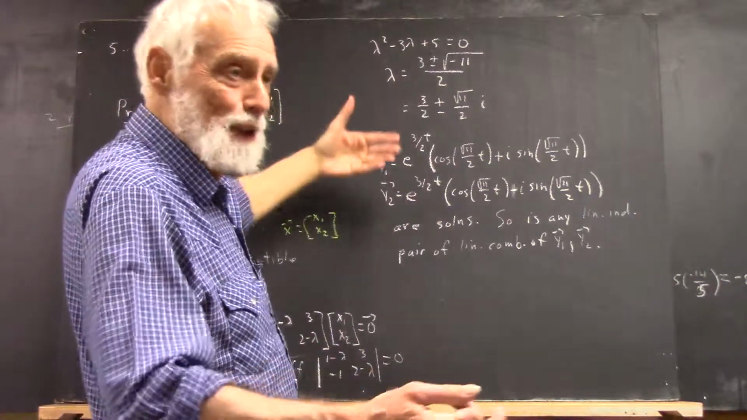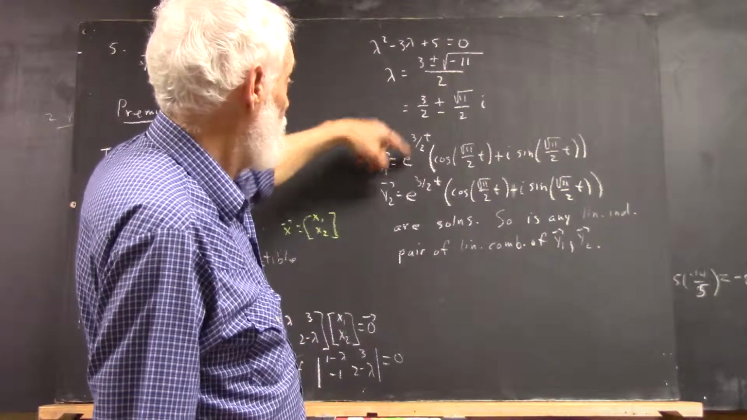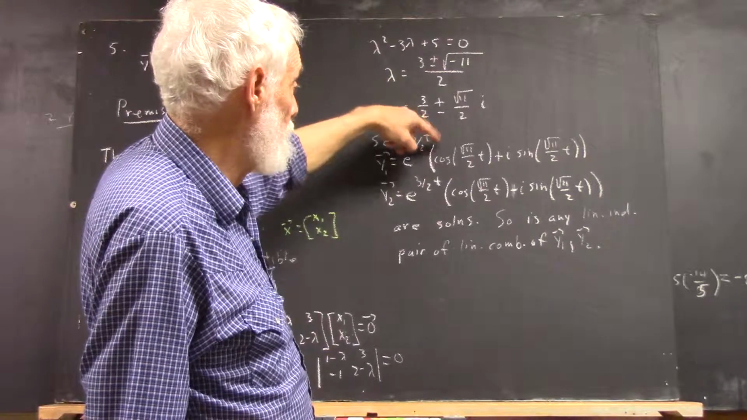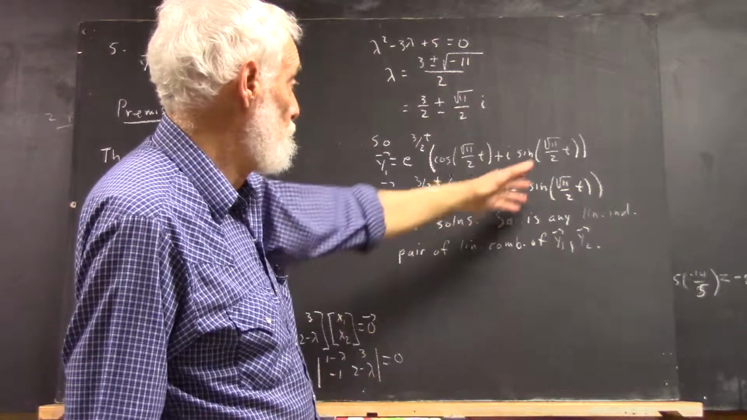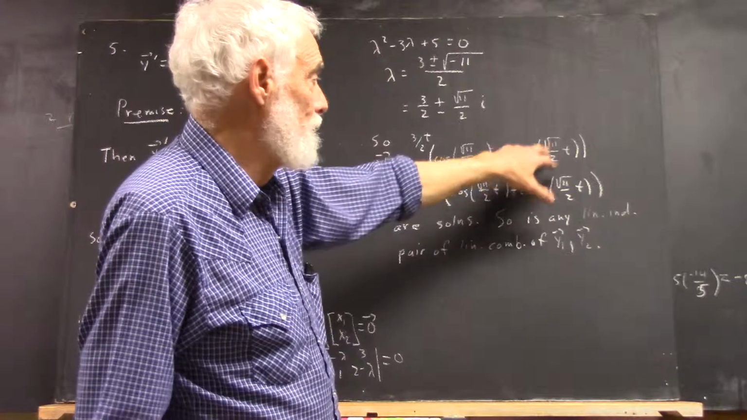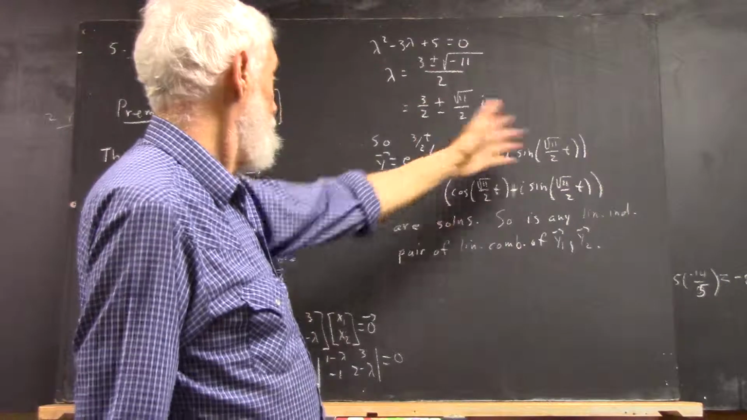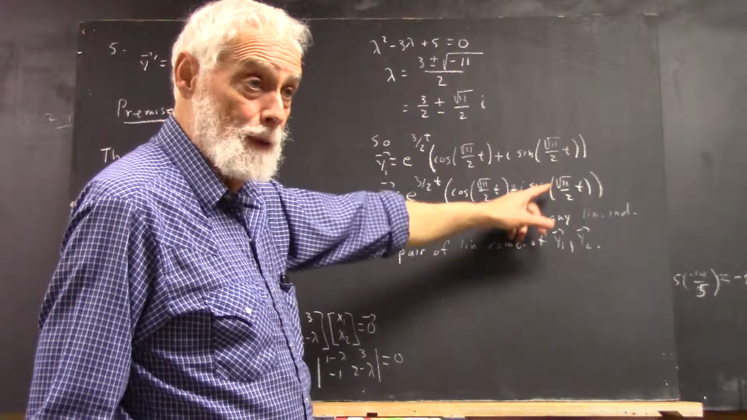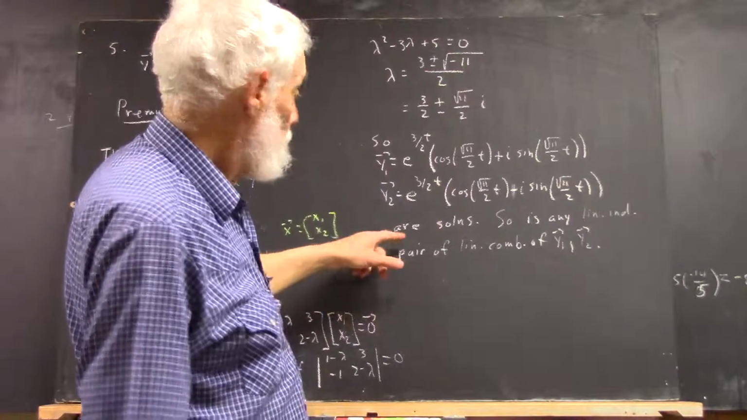the algebra is trivial, at least to us, and it is to you guys. y1 is e to the 3/2 t times the cosine of the square root of 11 over 2 times t, plus i times the sine of the same thing. And y2, same expression, but with a minus i times the sine. Okay? Right. So these are solutions.